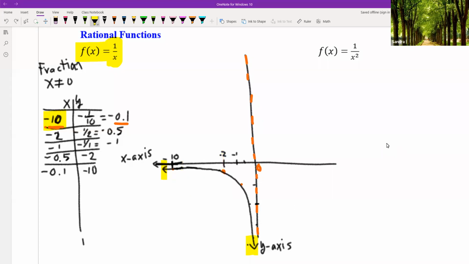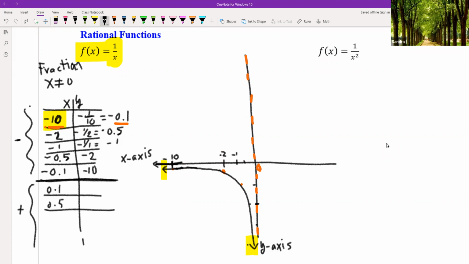Okay, I'm going to do the same thing now to the right side of the same graph, okay? But I'm going to go in the opposite direction. So now this is the negative. I'm going to select everything positive. So 0.1, 0.5, 1, 2, and 10.